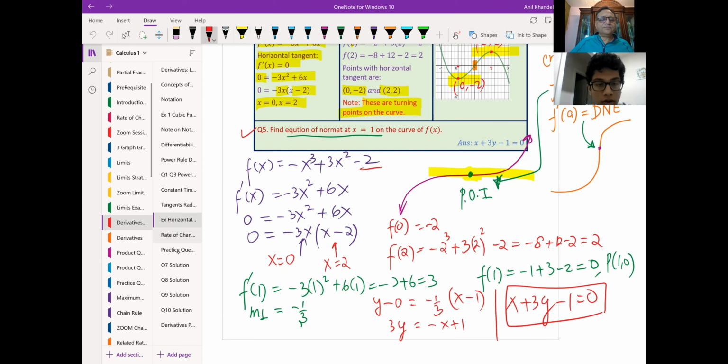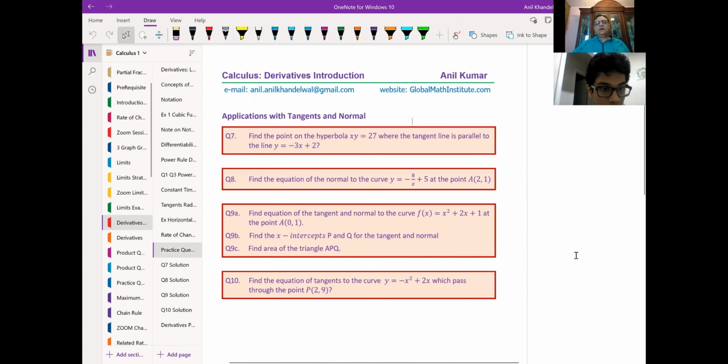Clear? Now, based on our learnings, here we have a couple of questions for you. Question number 7. Let's try to do it. Please read the question, then we'll try to solve it.